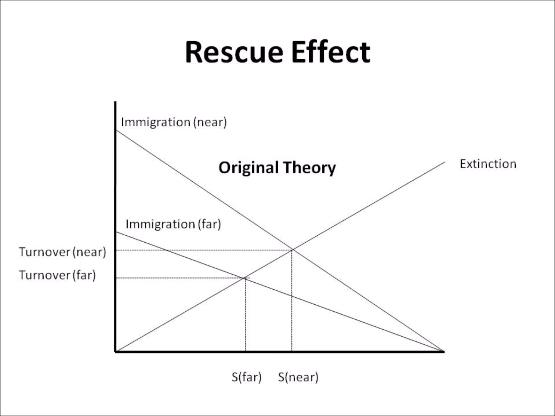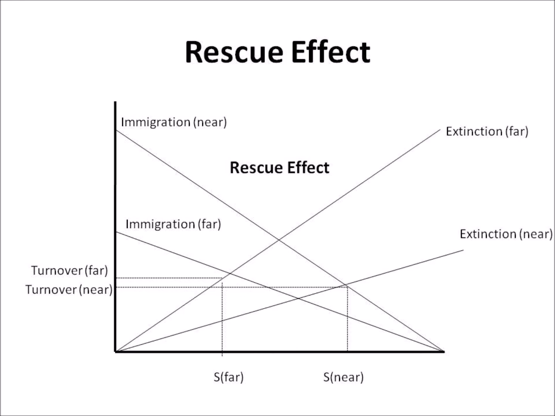This is the original theory, and now we're going to modify that to consider the rescue effect. So now we've added that rescue effect in. So again, we still have two islands, a near island and a far island, and these two islands are the same size. Now, the near versus far island, the island isolation, is going to influence both immigration and extinction. So far islands have lower immigration rates and higher extinction rates compared to near islands, resulting in a much lower equilibrium number of species than a near island of the same size.